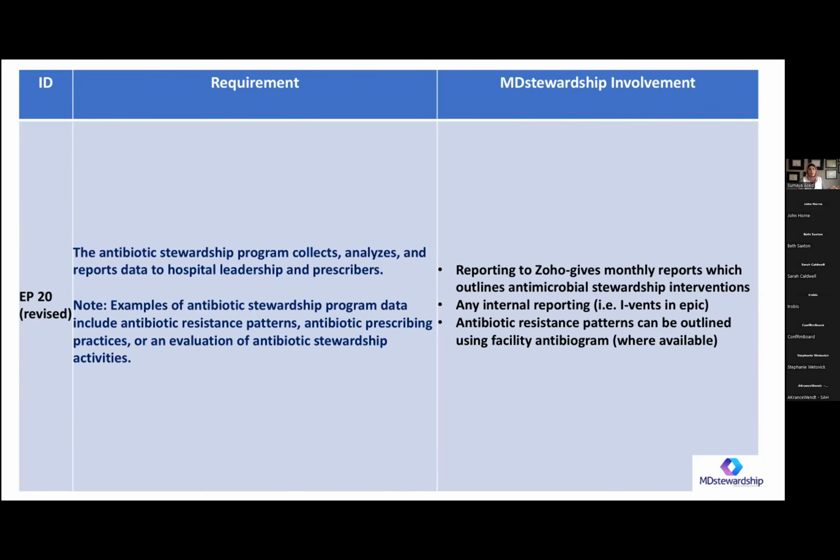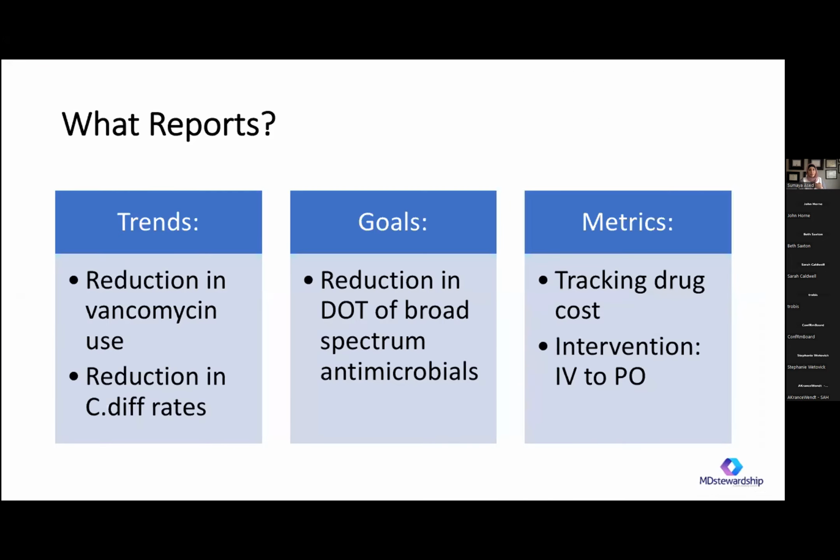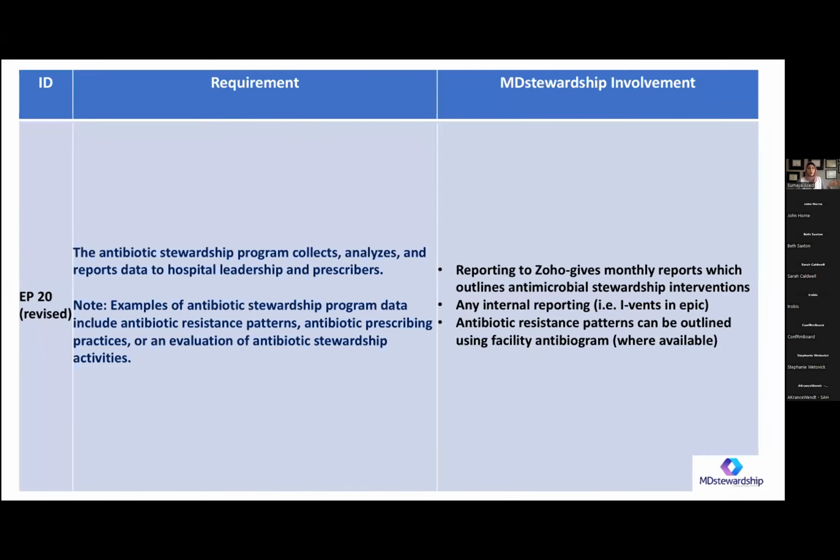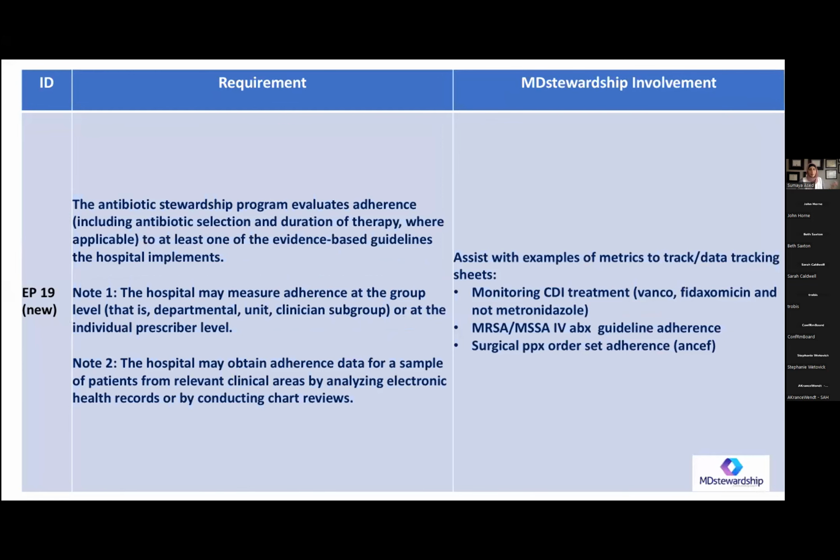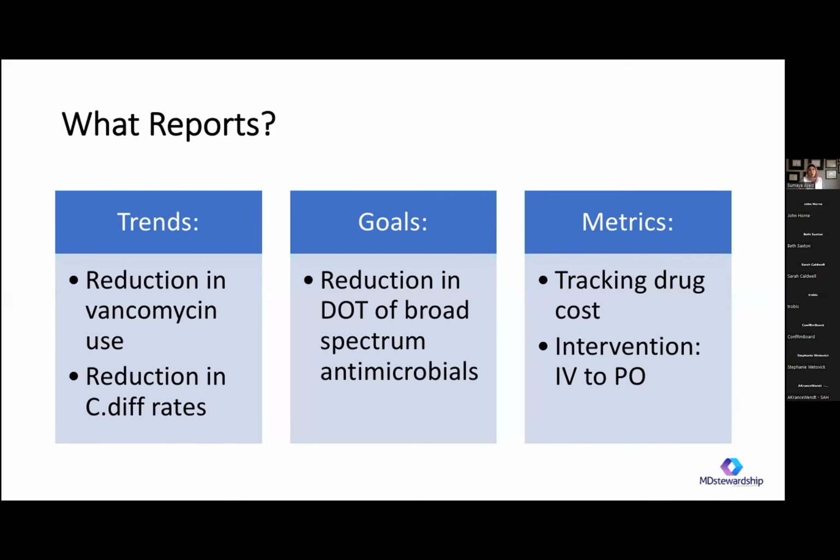And I mentioned this before, but if you are putting in interventions in the Zoho document, that is also collected and sent to you, so you can use that for reporting. I get a lot of questions like, what should I report? Like, I know these last two EPs talk about collecting data and reporting it, but what kinds of things could we report? So I just picked out a few examples.